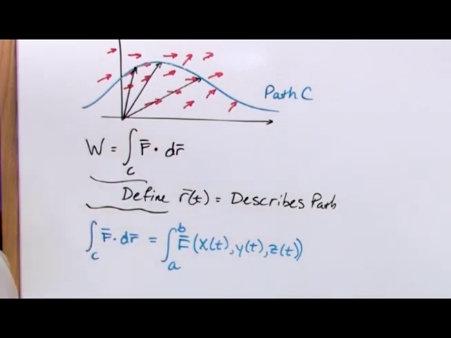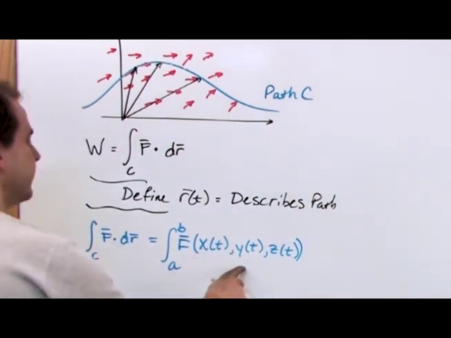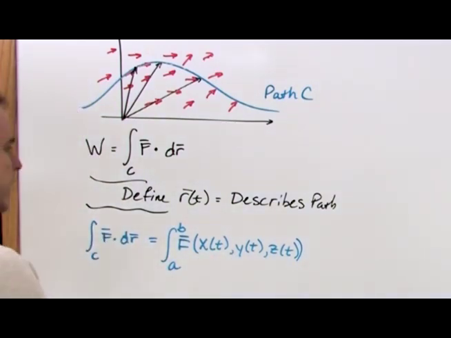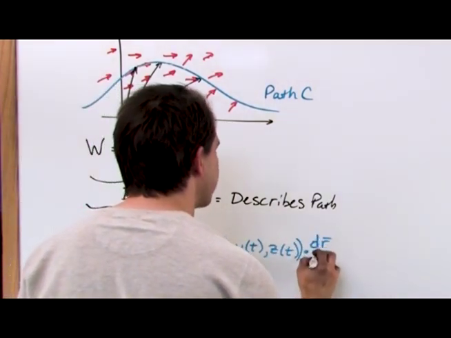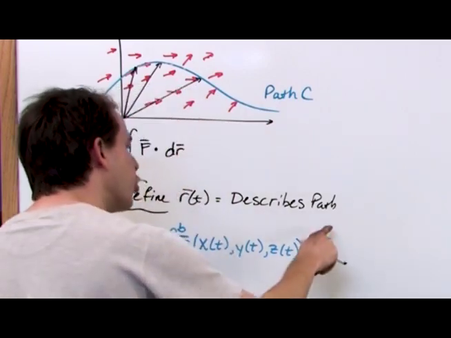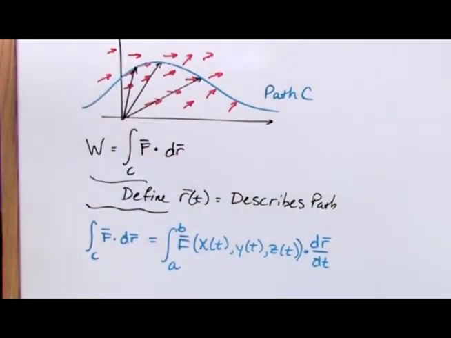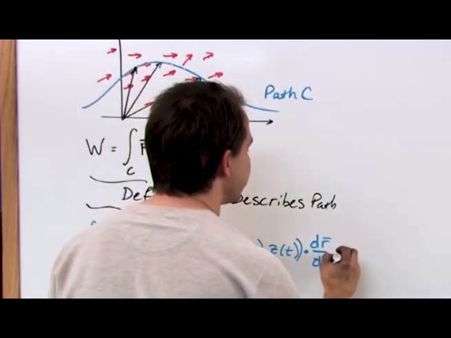And if this looks foreign to you, you really need to go back to the last section and you'll see what these are all equal to. Okay, and then you dot it with dr dt. There's no norm here like there was in the last section. That's a slight difference. And then you multiply by dt.